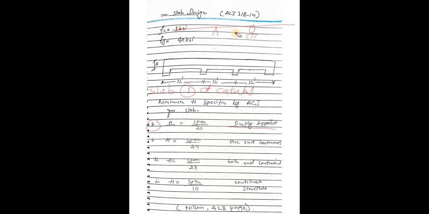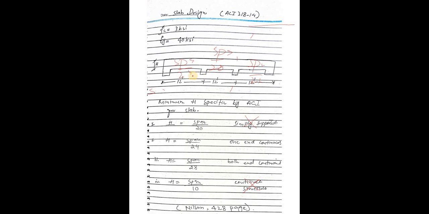I remove all of these. We don't have this condition and this condition. We have these two conditions. One end continuous: this panel is continuous from one side. Similarly, this panel is continuous from this side, and this panel is continuous from both sides. For these sections, the formulas are span by 24, span by 24 and span by 28.